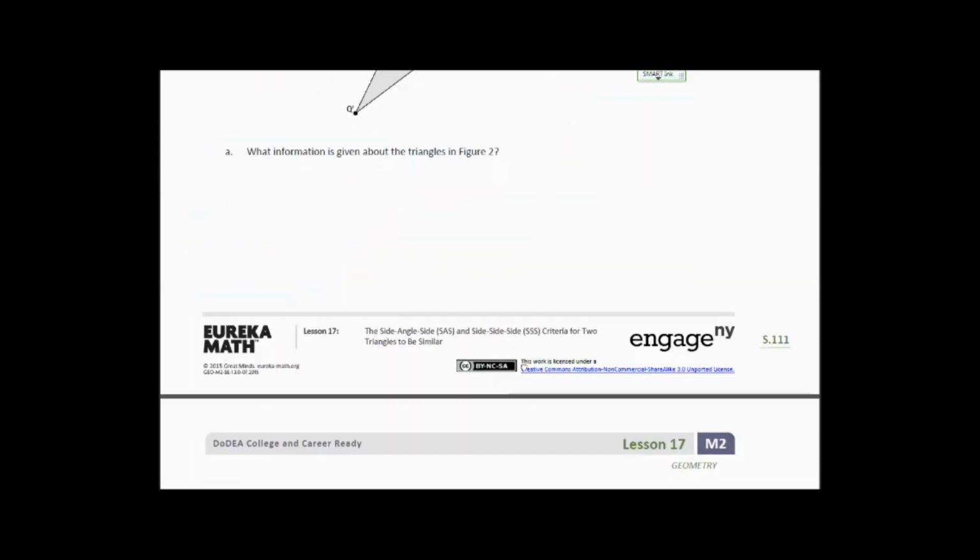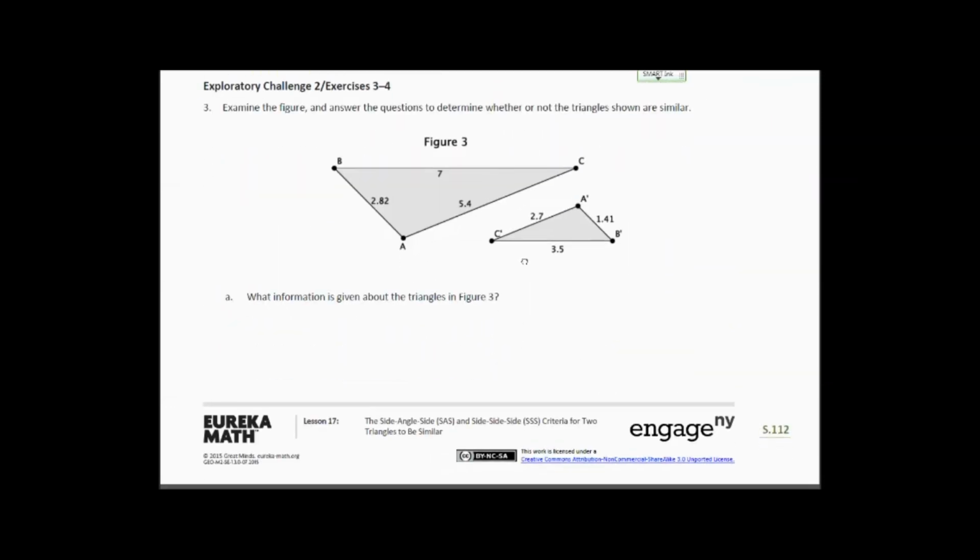Next, I want to go to number 3, which is about the side, side, side criteria, because I have all 3 sides of one triangle and all 3 sides of the other. So examine the figure and answer the questions below. I just want to look at these to see, are they similar? And the trick to this is matching up the corresponding sides. And I like to look at the small one with the small one. And I'm going to do a left triangle to right triangle ratio. Is that the same as middle to middle?